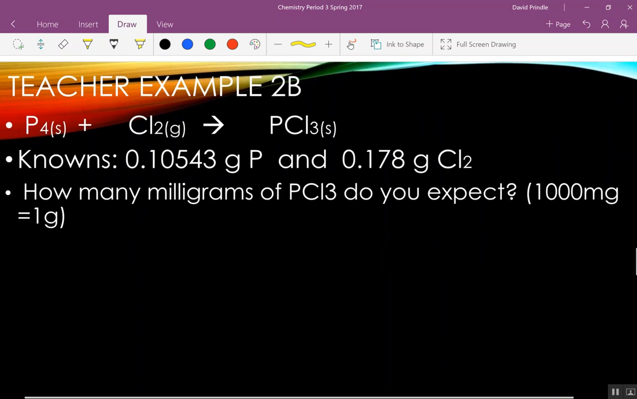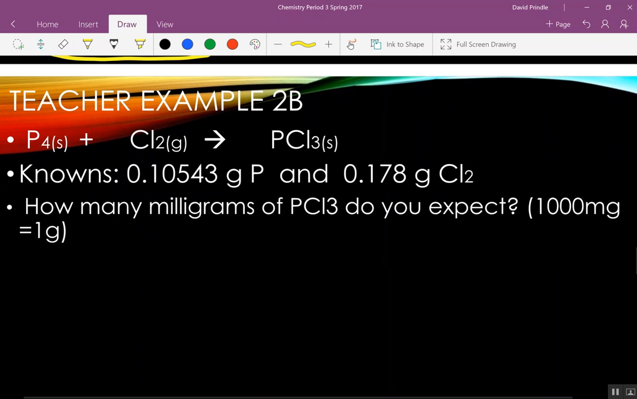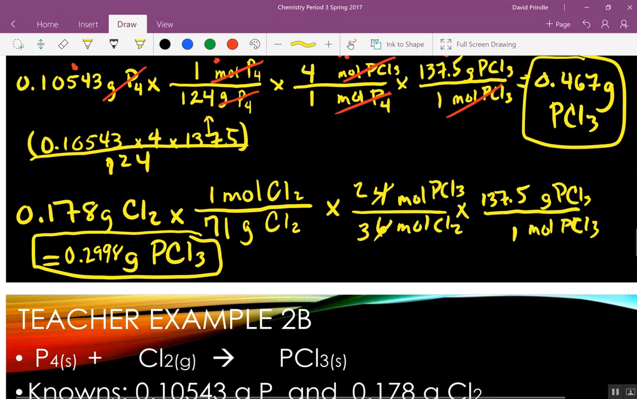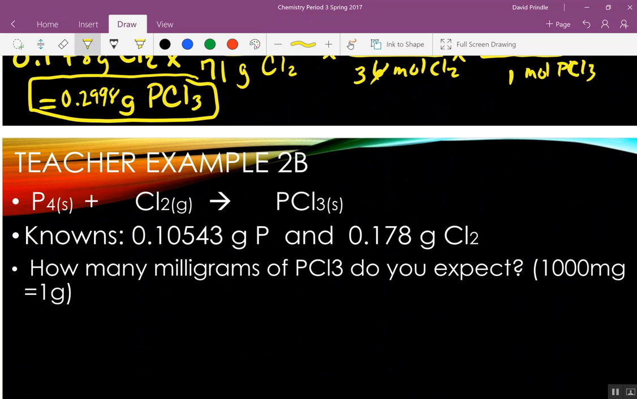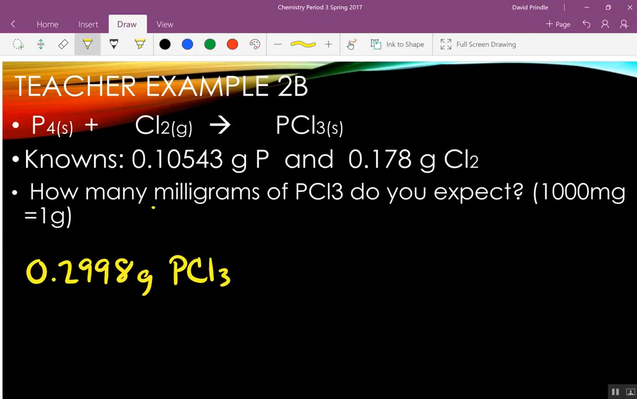here's a weird thing Mr. LaSorsa threw in. What is our limiting reactant? The chlorine. So we're going to start with 0.2298 grams of PCl3. And all he wants us to do is what? Figure out how many milligrams there are. This is not a stoichiometry problem. This is a conversion problem.